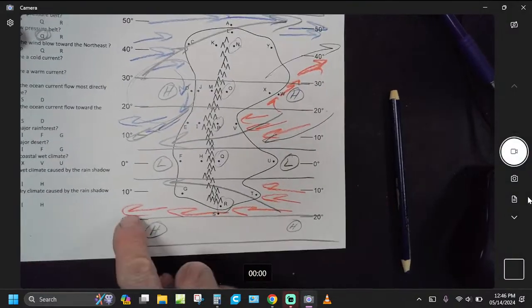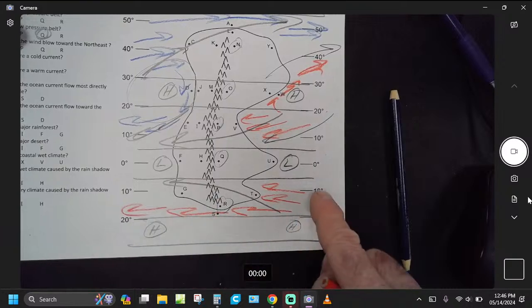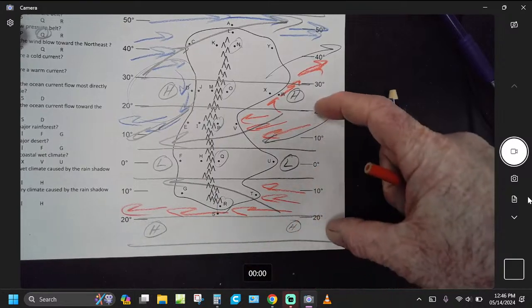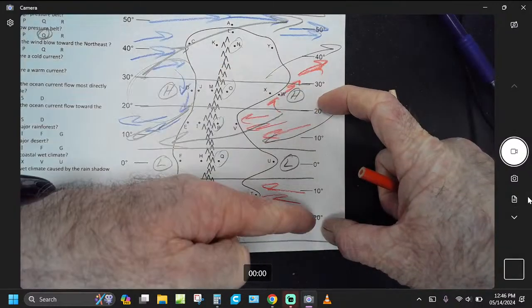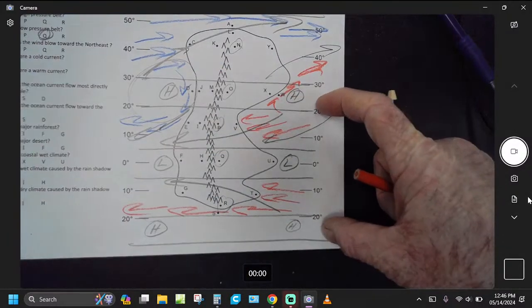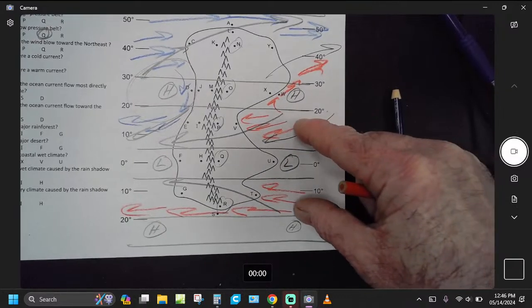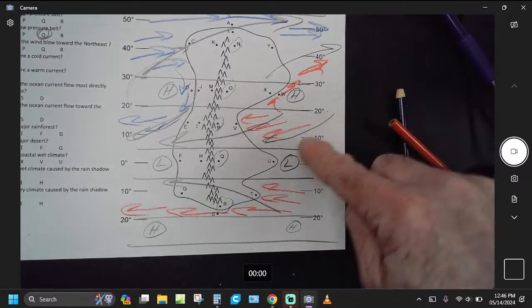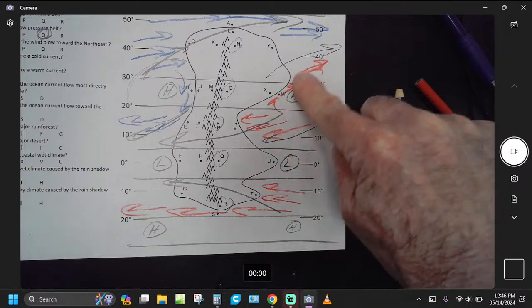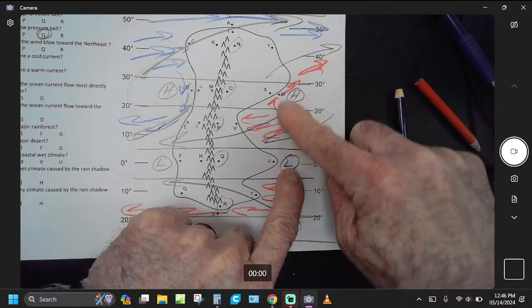The current's all warm down here, and it's because everything between 20 north and 20 south, that's near the equator. That's equatorial. It's really warm. And this water comes from here, so it's warm. It's coming from a warm place. Now the water that splits off right here, this is warm, not because it's close to the equator. It's not anymore.